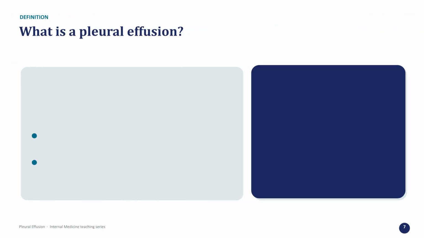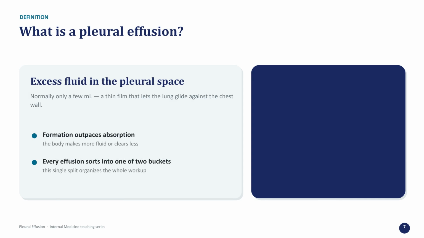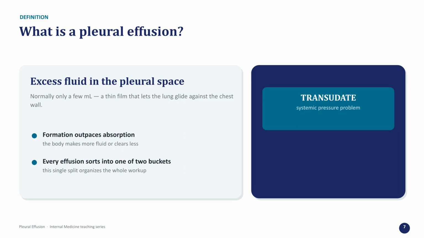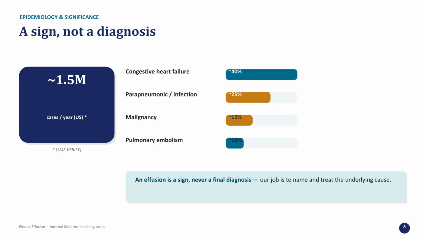A pleural effusion is simply an abnormal collection of fluid in the pleural space. It occurs when fluid formation outpaces absorption. Mechanistically, every effusion falls into one of two buckets: a transudate, involving systemic pressure issues, or an exudate, involving a local leak. Pleural effusions are very common, affecting over 1.5 million people annually.